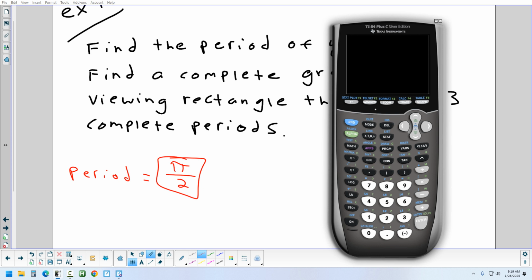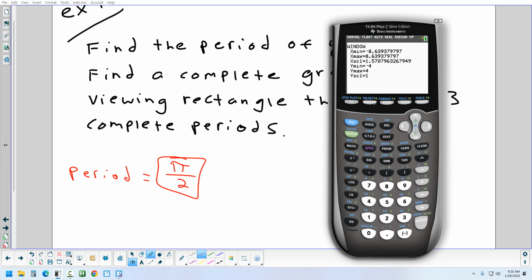3 pi would be 6 cycles. Yep, 3 pi over 2. So we need to set a window that's 3 pi over 2 units wide. You can do that however you want, as long as the difference between your x min and your x max is 3 pi over 2. I usually just go 0 to 3 pi over 2.